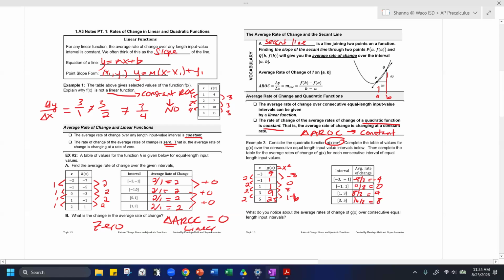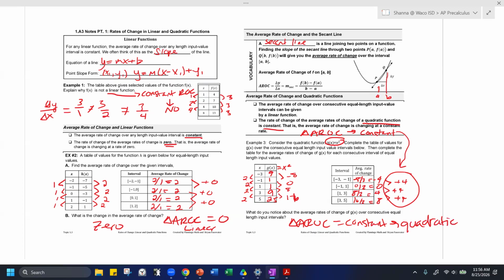Now, you're looking at the difference of your average rate of change. So from -4 to 0, that's +4. From 0 to 4, that's +4. From 4 to 8, that's +4. So notice that your average rates of change are constant, and because your average rates of change are constant, this is a quadratic. So what do you notice? The change in your AROC is constant, and therefore this is a quadratic model. Okay? All right, so on to the next.